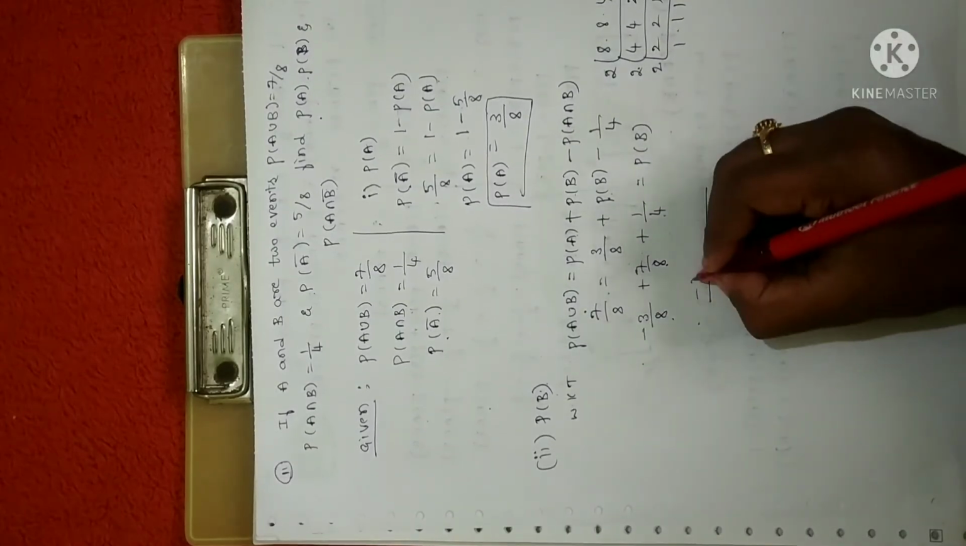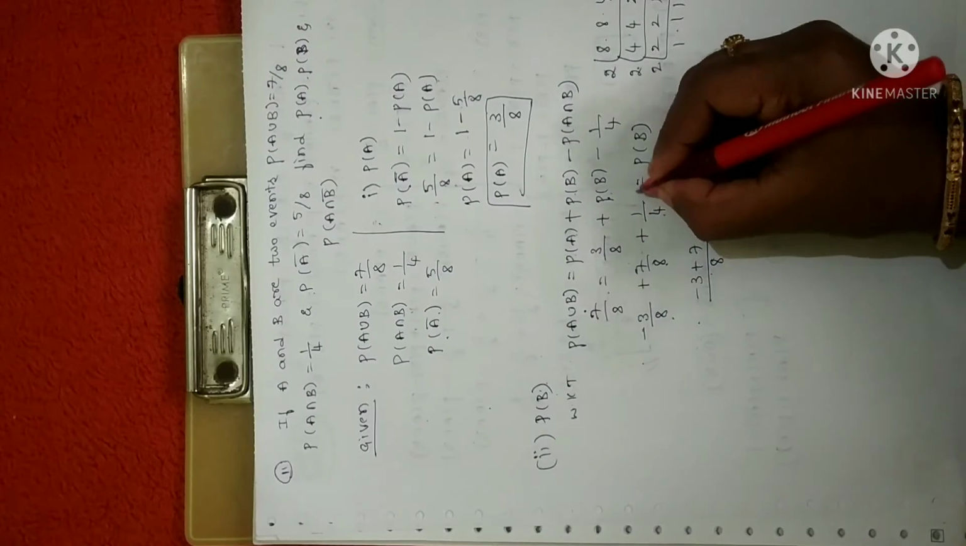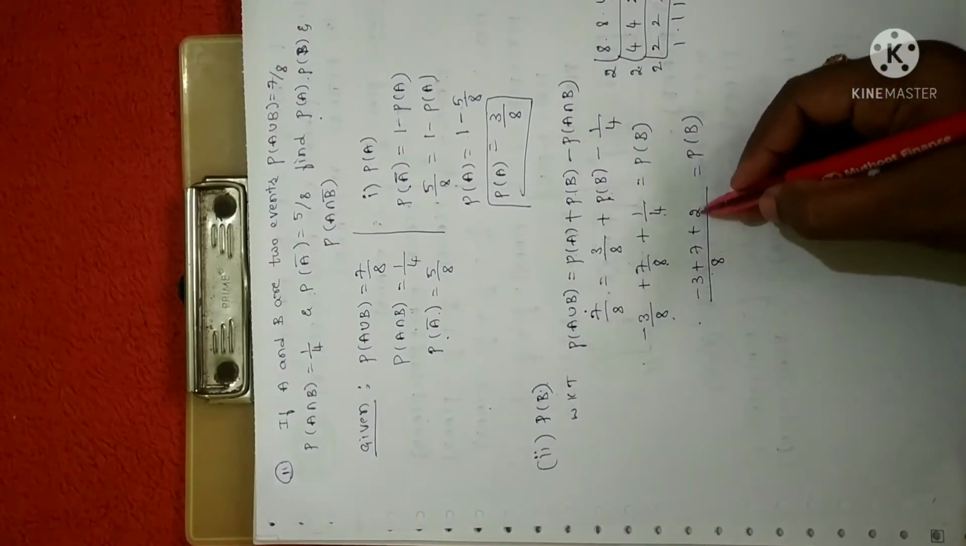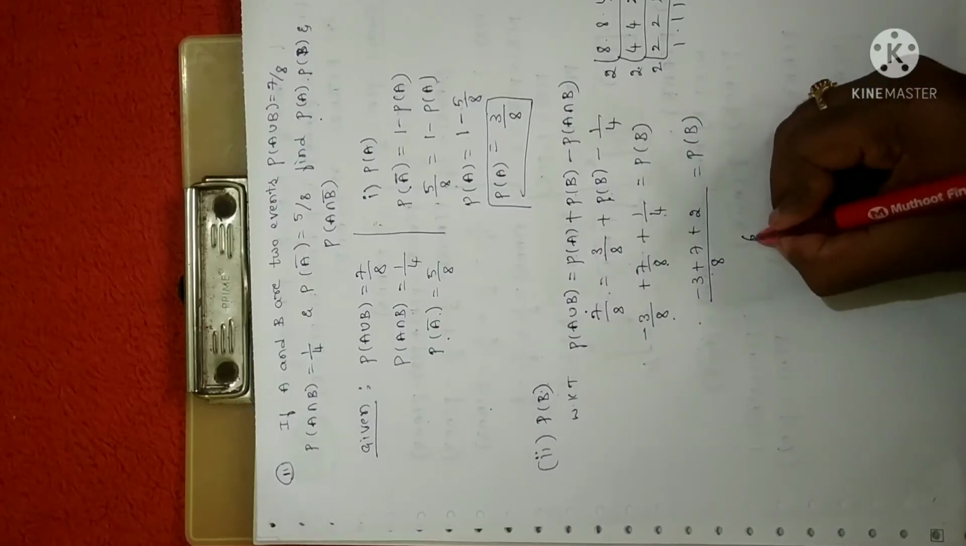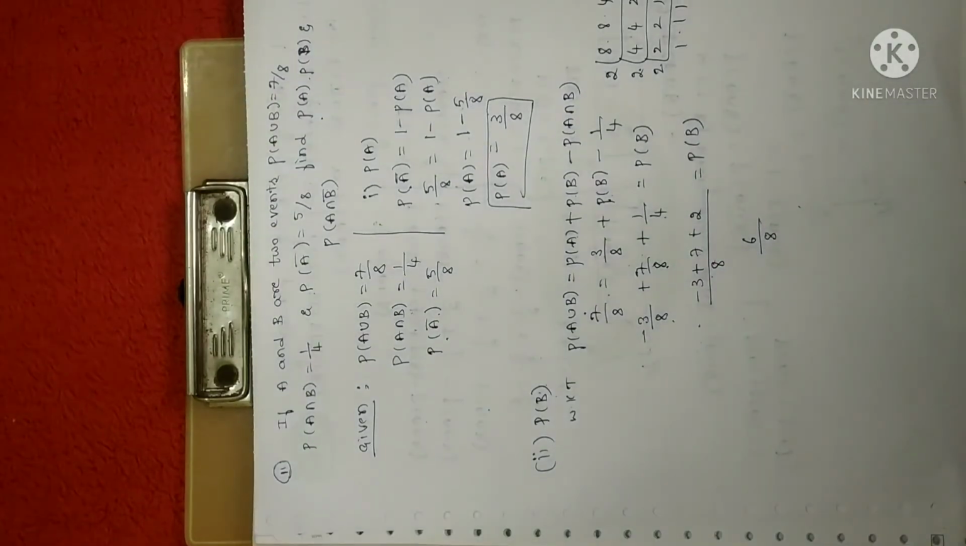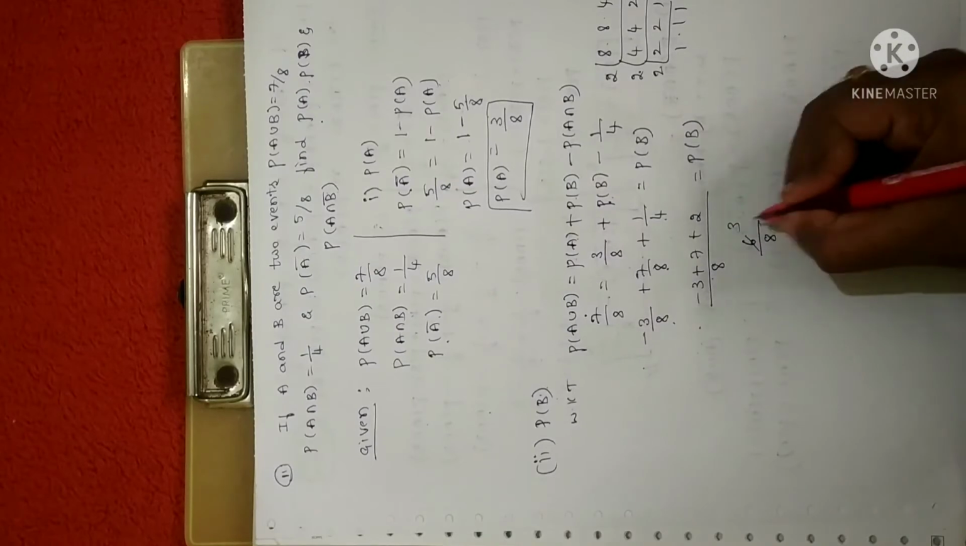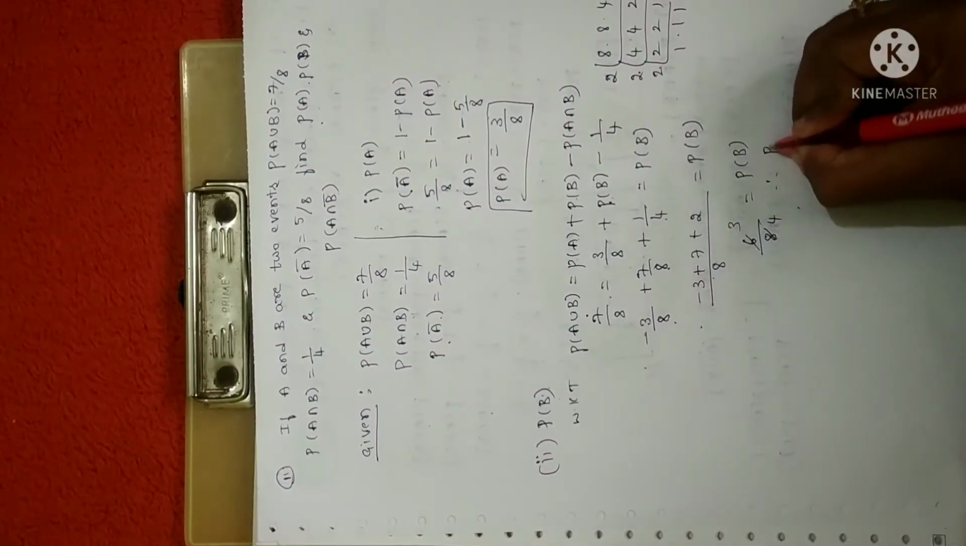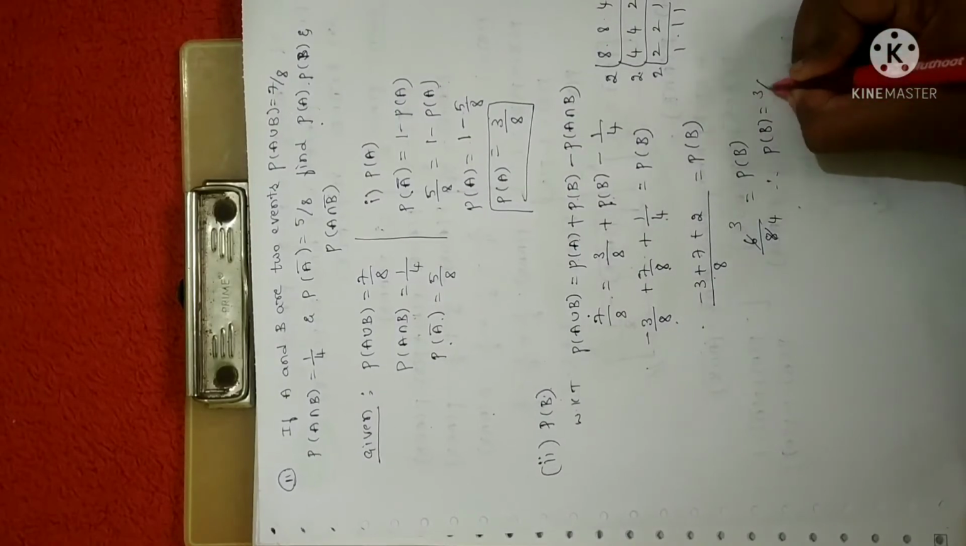So if you take 8 as the LCM, you will get minus 3 plus 7 plus 2 is equal to probability of B. Now 7 plus 2 is 9. 9 minus 3 is 6. So you will get 6 divided by 8, or 2 3s are 6, 2 4s are 8. Therefore, probability of B is equal to 3 by 4.